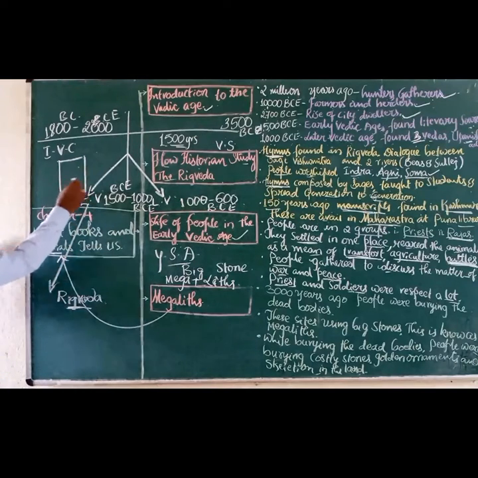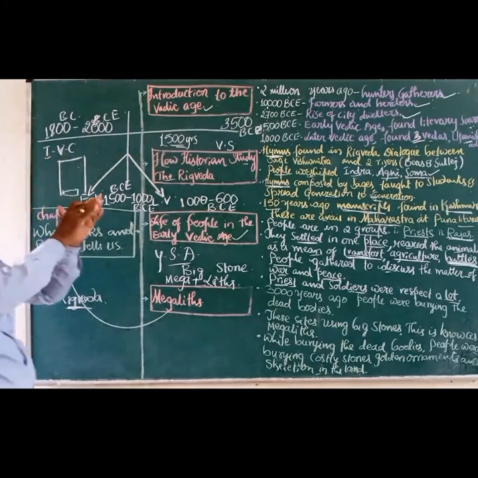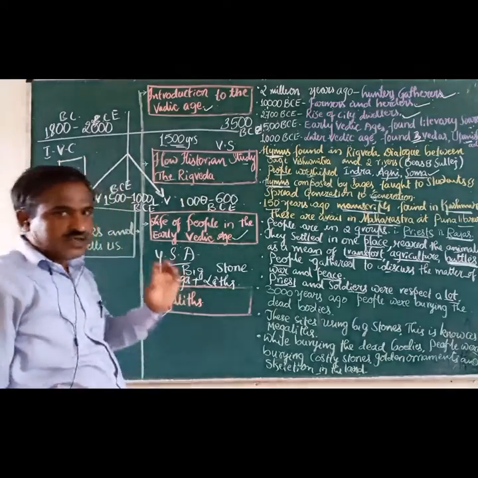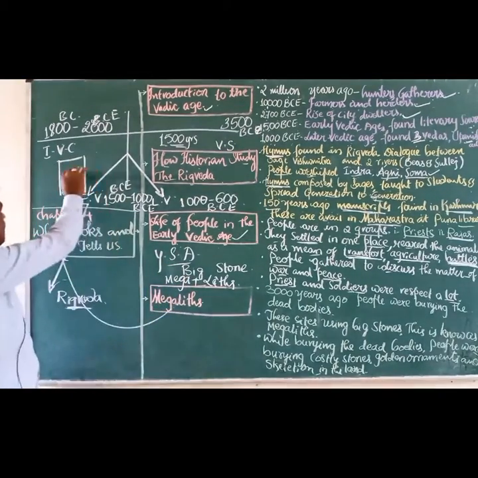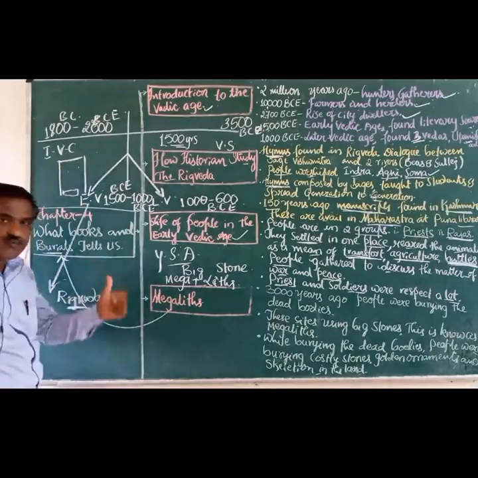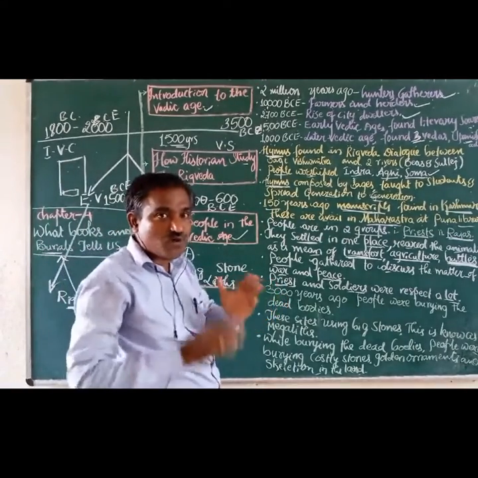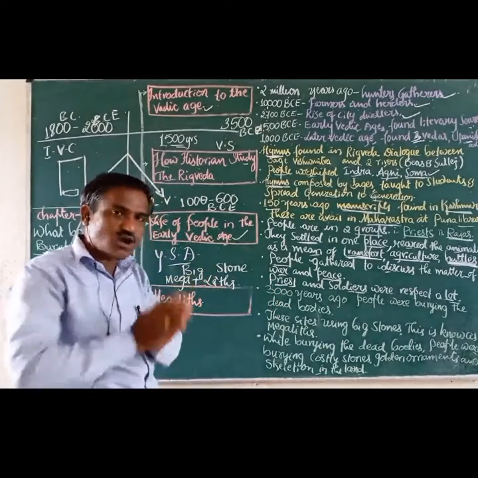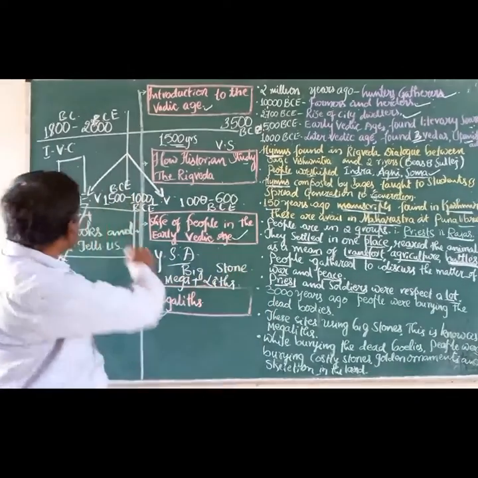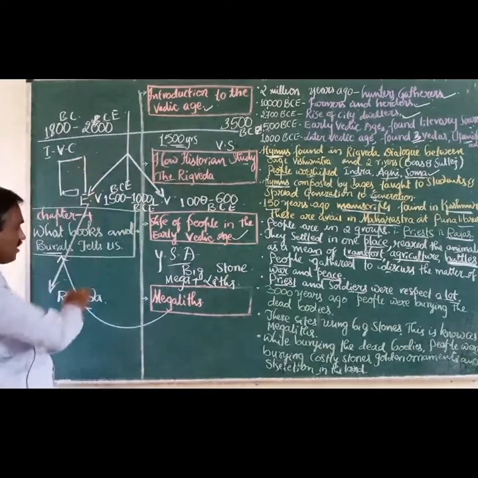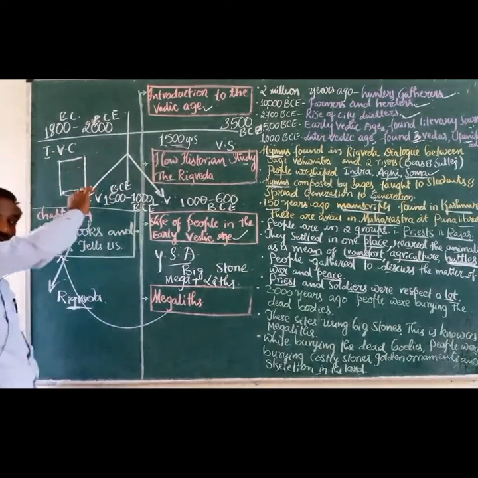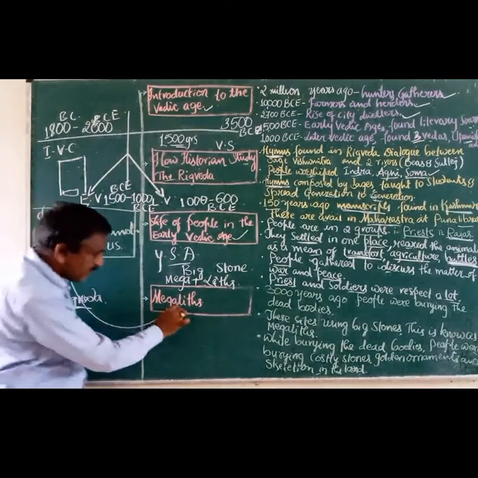In this burial, they were preserving the stones on the graveyard. And on that, they were writing some important documents. What did he achieve? What was his profession? What was his contribution to the society? Everything was written on this stone. This is called a megalithic.